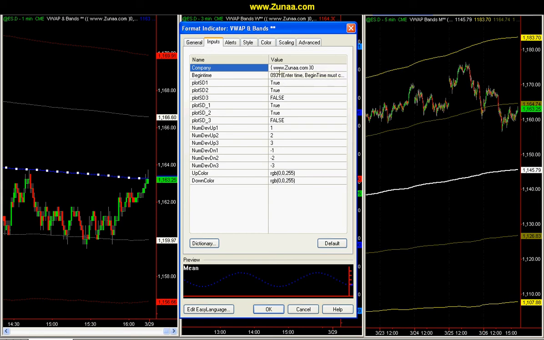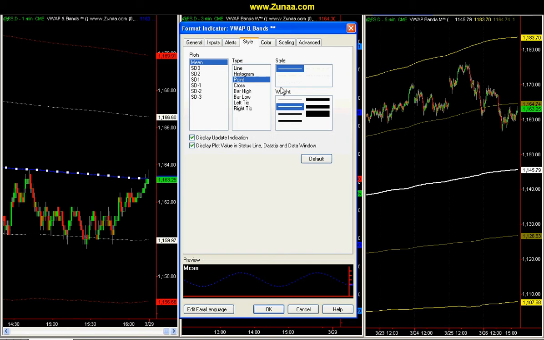So if you're programming it, you have to tell it 9:31, otherwise it won't recognize 9:30 as the first bar. Once you put that in, the indicator will take care of everything. Then you have your plots. This is your first, second, and third standard deviation above the volume weighted average price, and first, second, and third below it. I'm only showing the first and the second above and below.